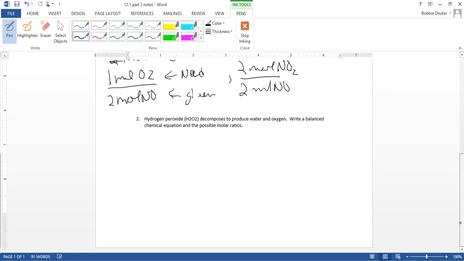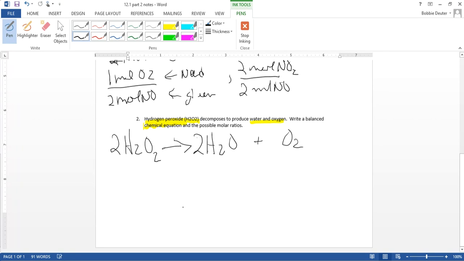So let's do another one. The hardest part is making sure you have a balanced chemical equation. So let's see what we have. We have hydrogen peroxide here. It decomposes to form water and oxygen. Okay. So hydrogen peroxide is H2O2. Decomposes, so we know it goes like this: H2O plus oxygen gas. Okay, so we've got to make this even, and we're balanced.